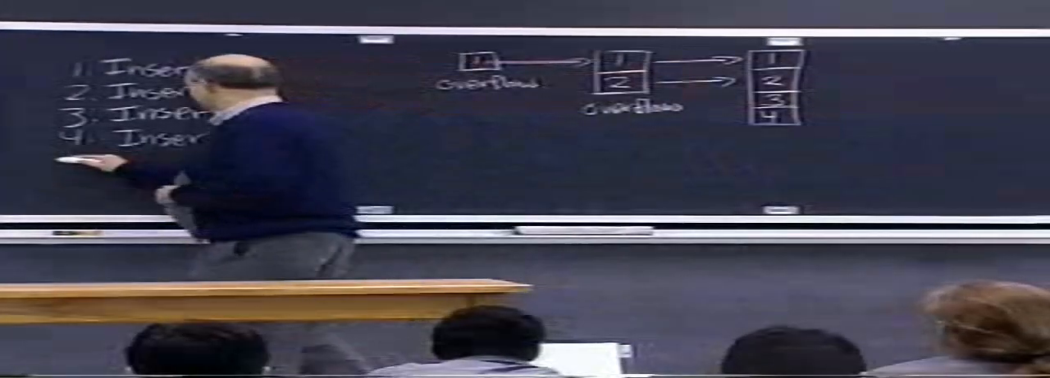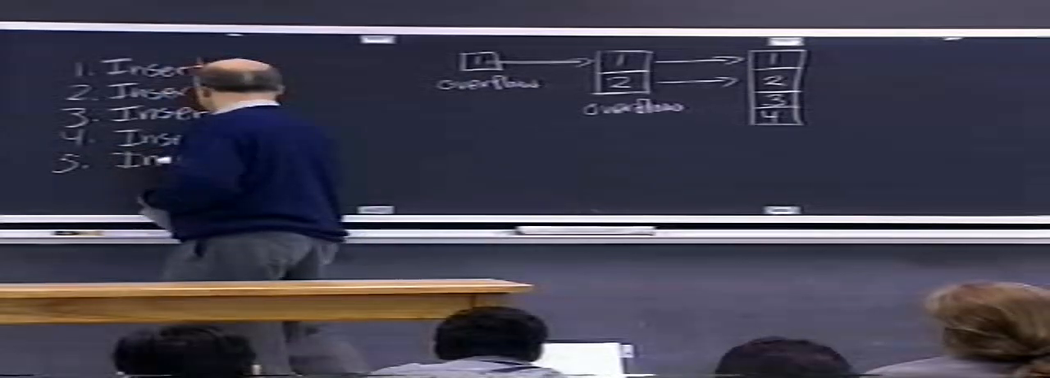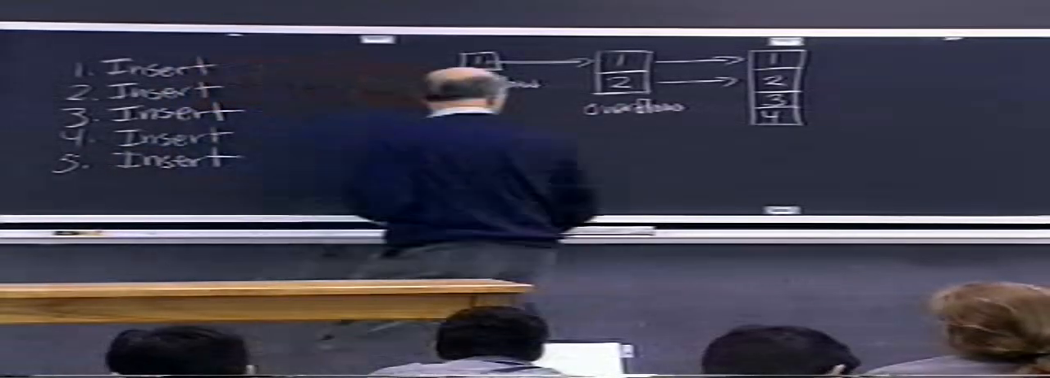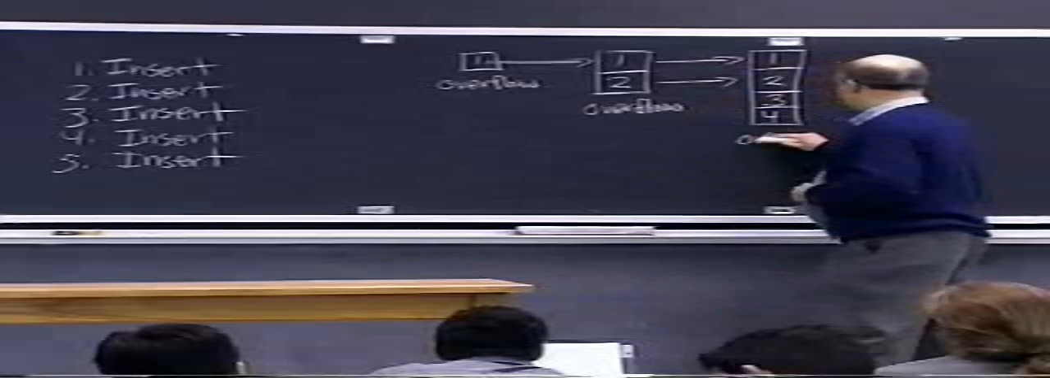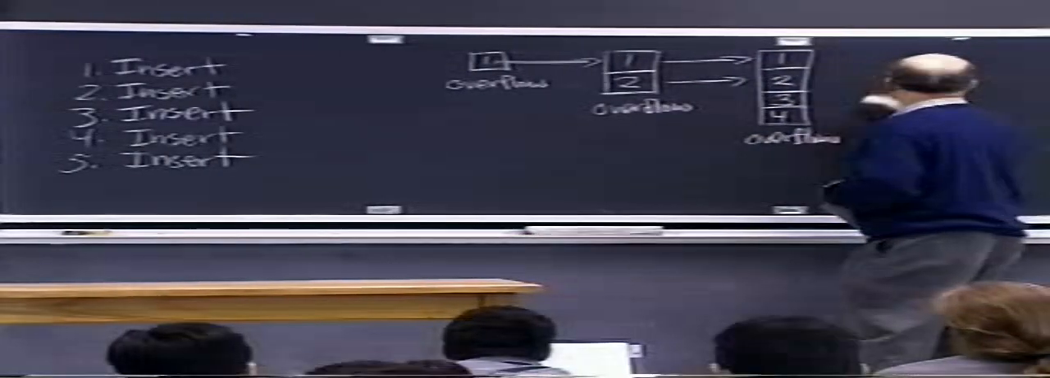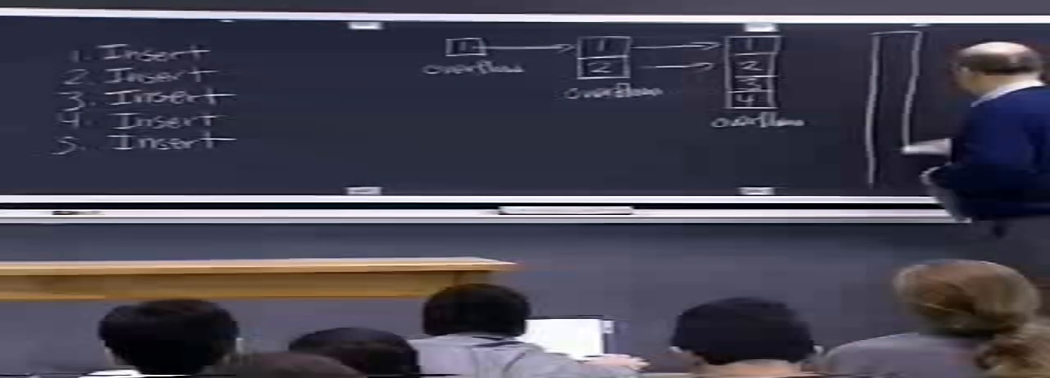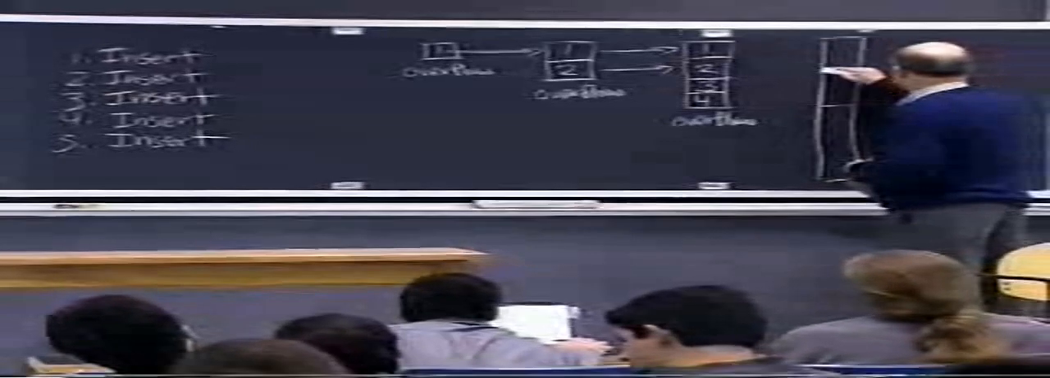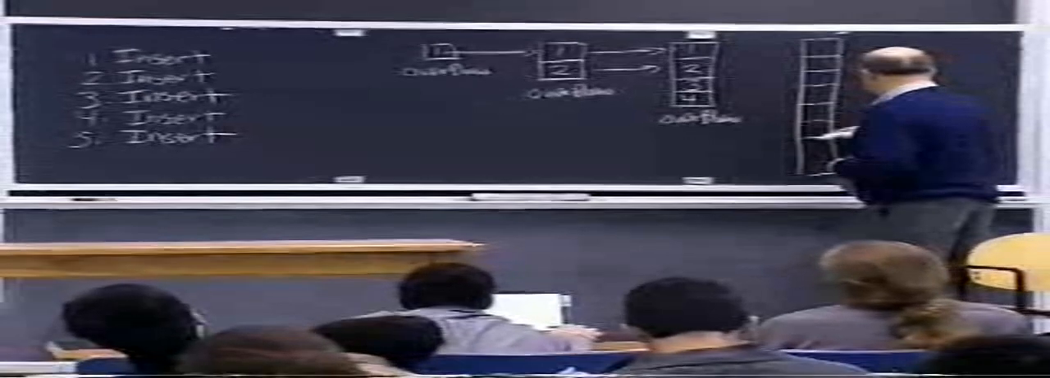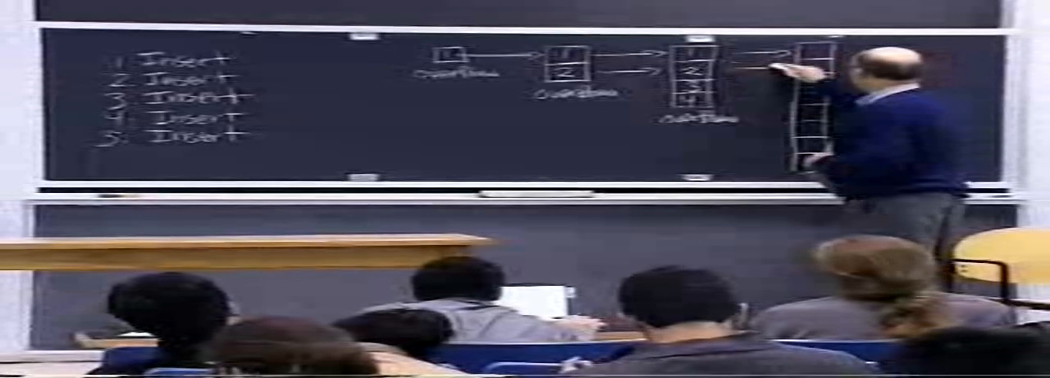Okay. Do another insert. Okay, and we get an overflow again. So we make an array of size 8. We copy these guys all over.